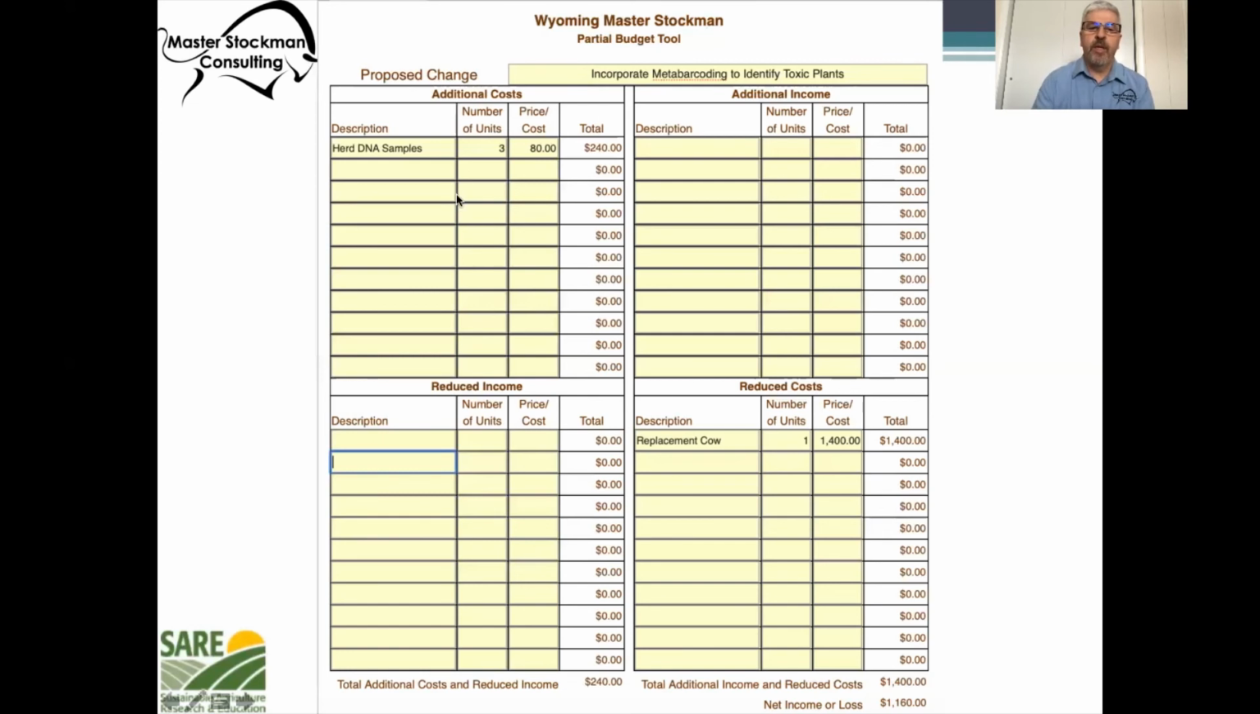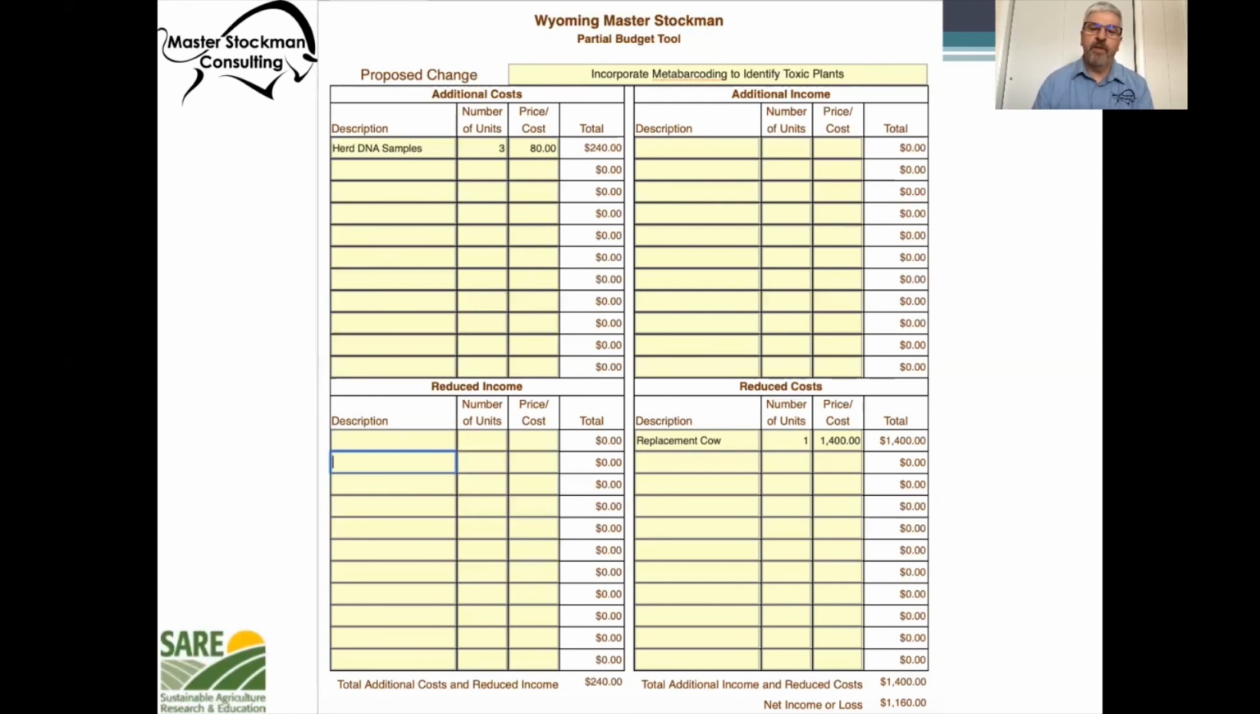We looked at doing herd DNA samples. So the idea here is that you wouldn't take manure samples from just a specific animal. You would take several different manure samples from several different animals and mix those samples. And we propose that you would do that 3 times. So you would have a total of 3 samples at $80 a sample, or $240 invested into trying to determine what toxic plants were causing you issues. So based on those results, hopefully you can change your management process to be able to save some animals.